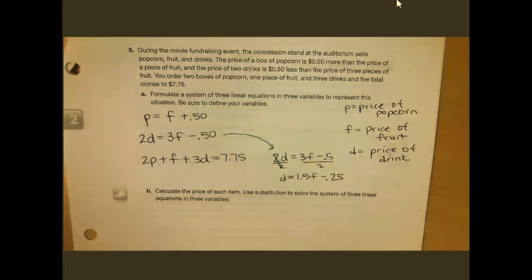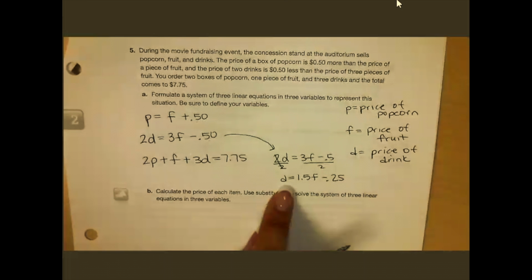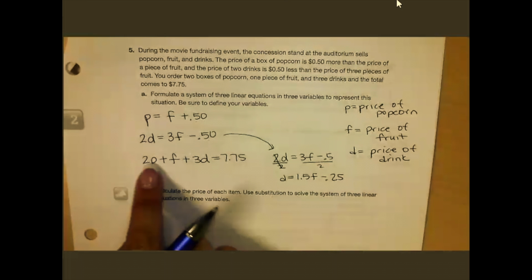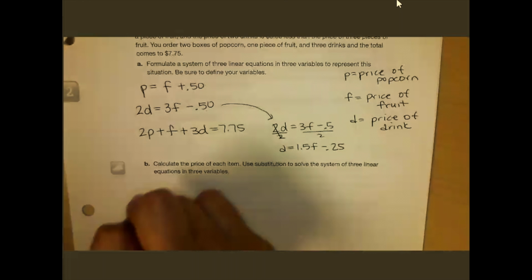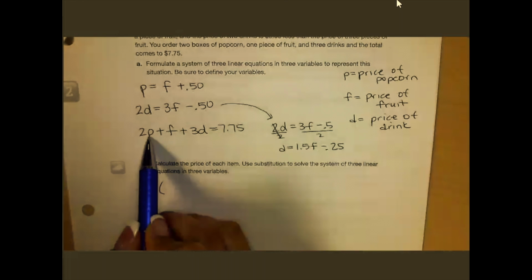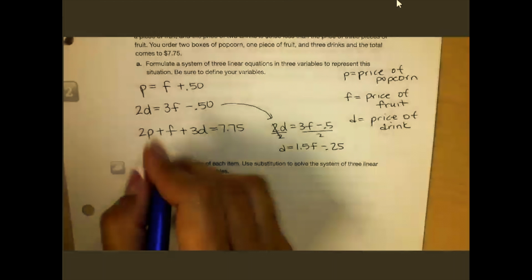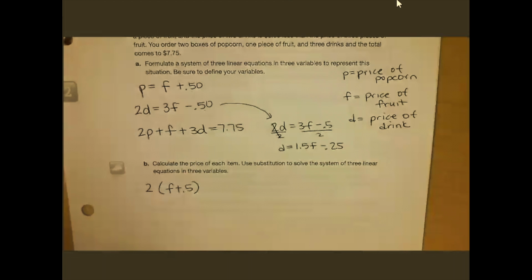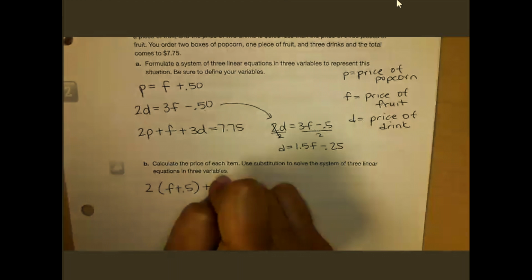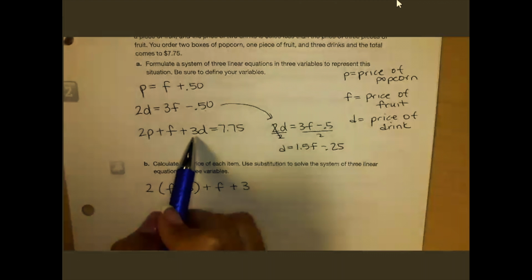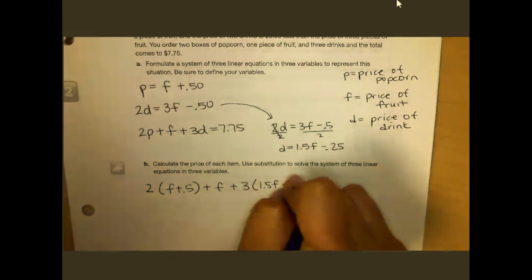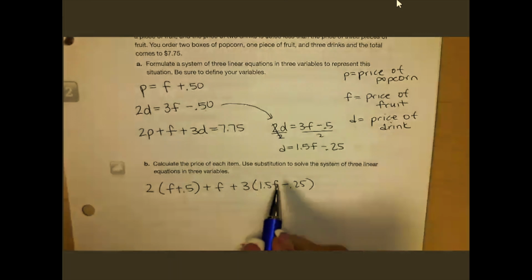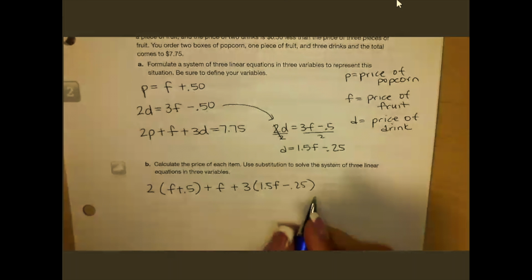So since we know what P is and we know what D is, and they're both in terms of F, we can actually plug both of those into here and make a one variable equation. So that's what I'm going to do next. So we get 2 times our P, which we know is F plus 0.5. Again, that P goes away because we have replaced it. Then plus F, which we still don't know, plus 3 times my D. And the D is right here, so we're going to do 1.5F minus 0.25. Again, I've replaced the D with this, so it is gone, is equal to 7.75.